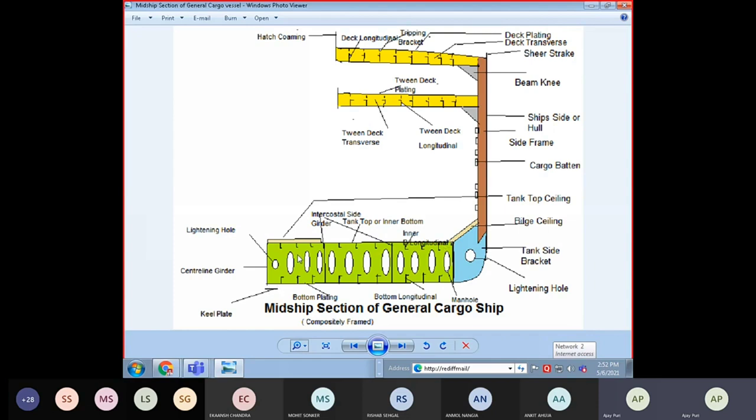So that is your midship section of a compositely framed general cargo ship. Why is it compositely framed? Because you have longitudinal framing under deck, longitudinal framing in the DB, but on the side you have transverse framing. That is why this is compositely framed.